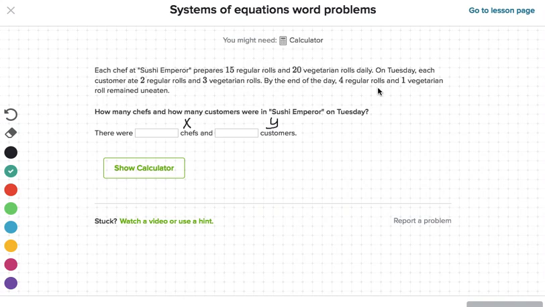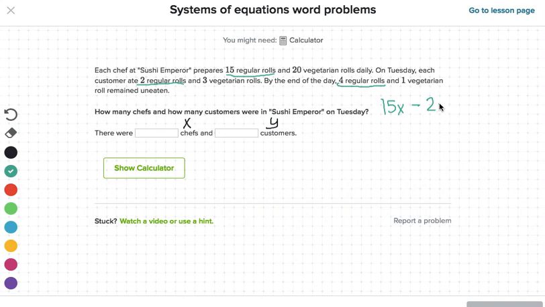So let's take a look at what's happening here. We can see there's 2 separate things going on in each instance, and it would make sense that if you look at it, you've got your regular rolls going on here, and here, and here. So it makes sense to keep the regular rolls in one equation, the vegetarian rolls in the other equation. Okay, so we'll see our regular rolls. We've got 15 regular rolls made by each chef.